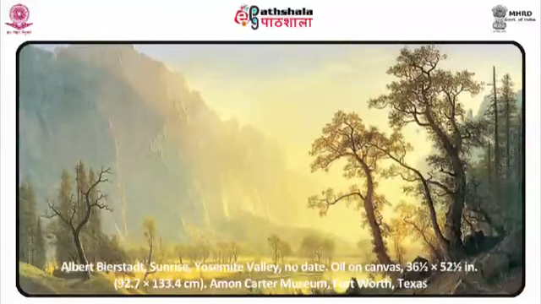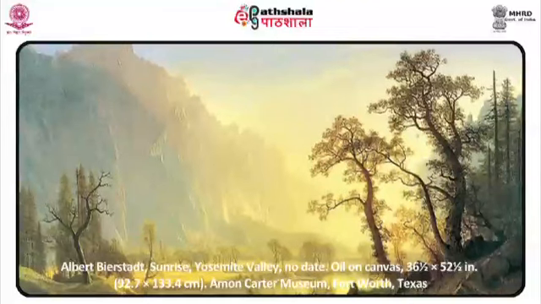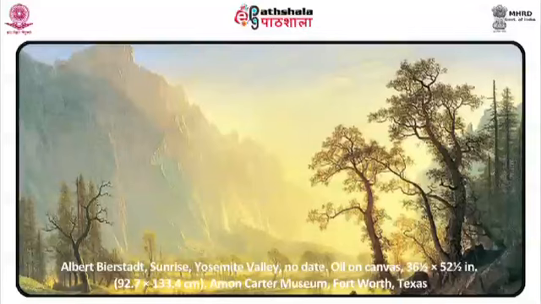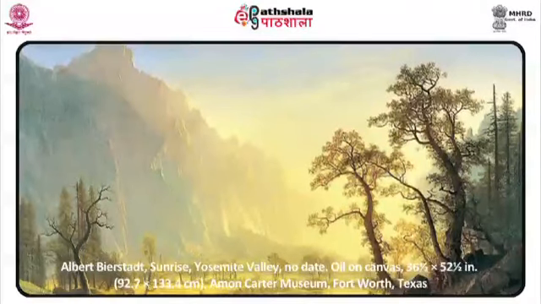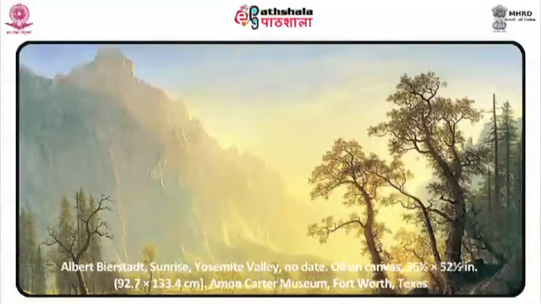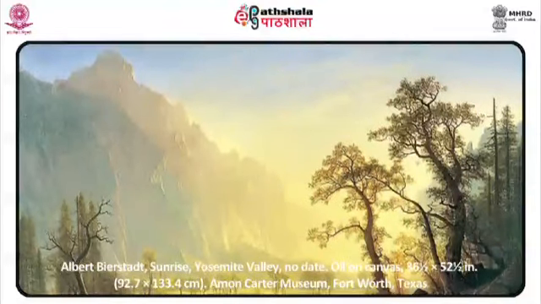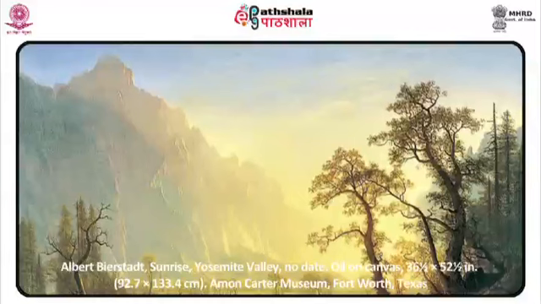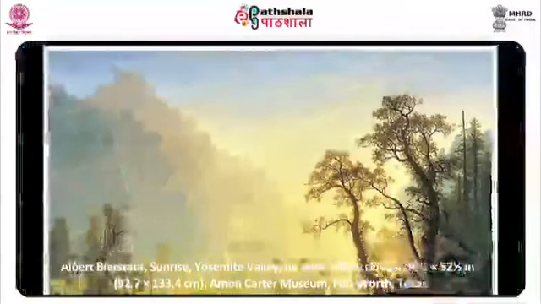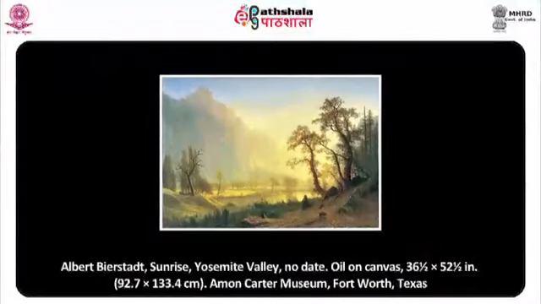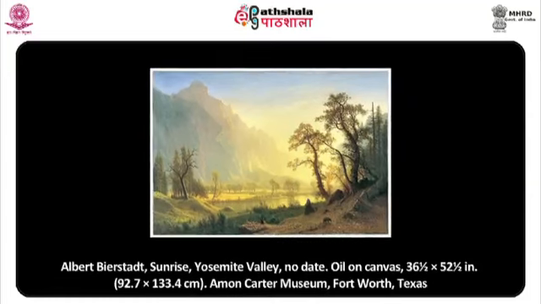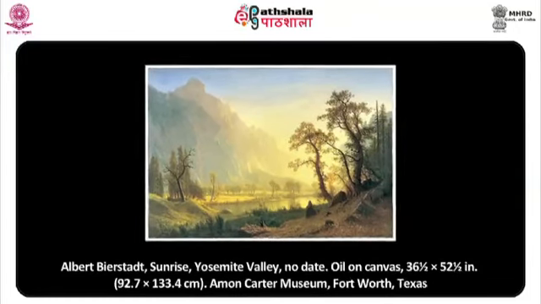Bierstadt painted Sunrise, Yosemite Valley around the time of his third trip west in 1871 to 1872. This view of the valley looking east at sunrise shows the Merced River with its calm surface reflecting the mountains and trees along its banks.